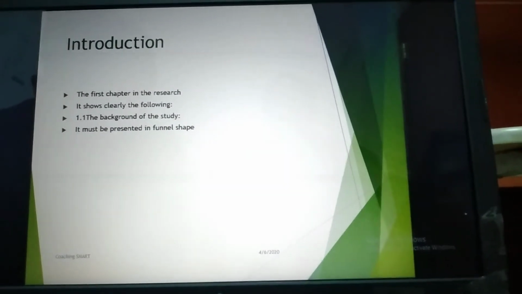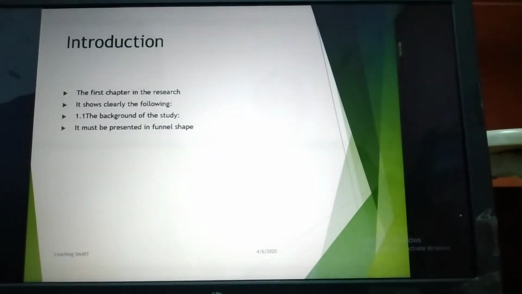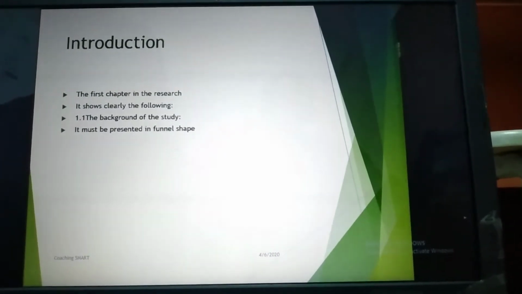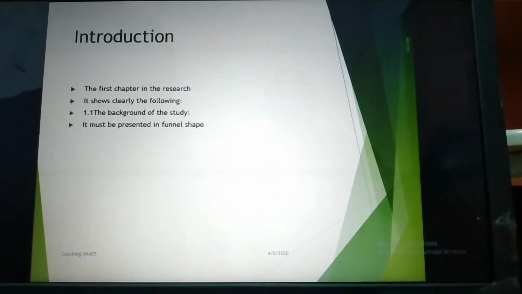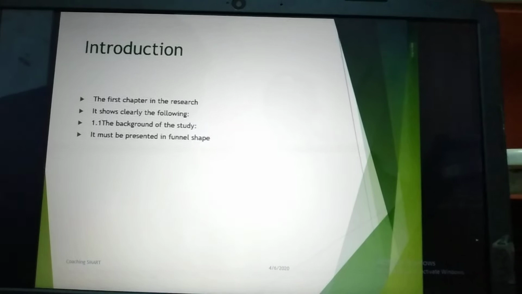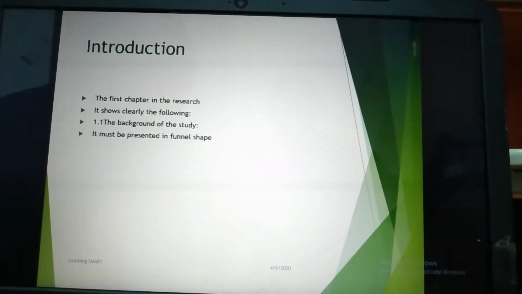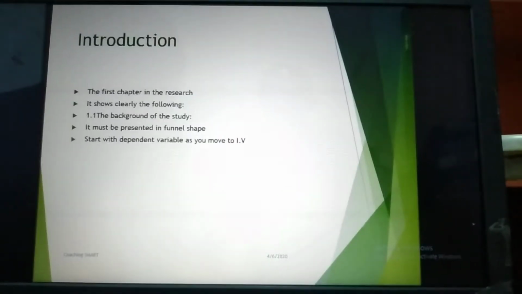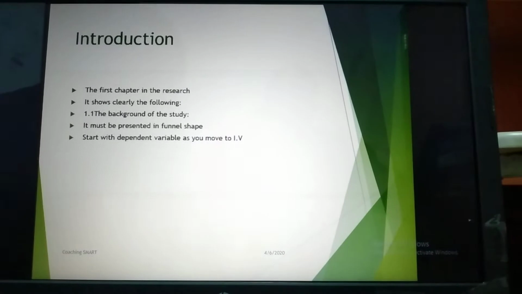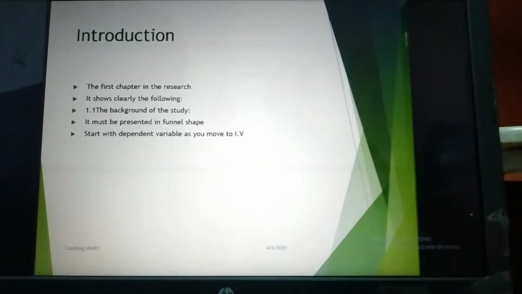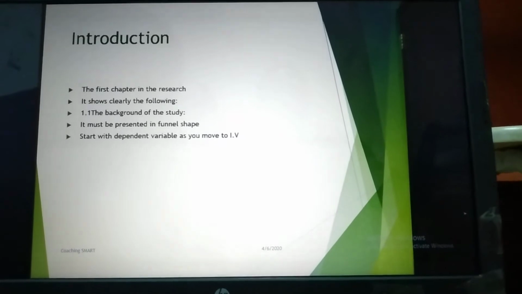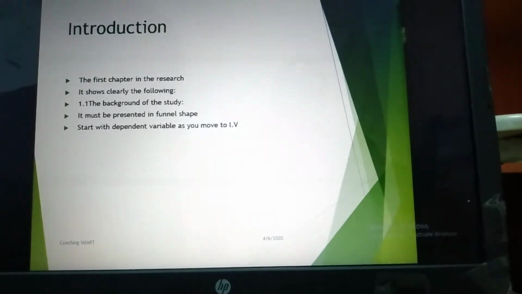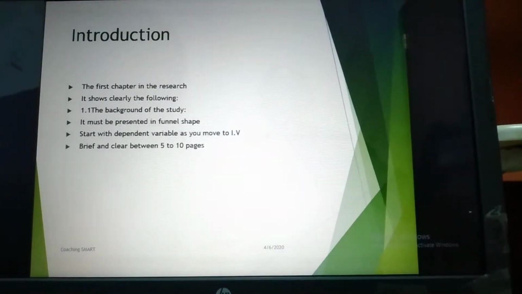It must be presented in a funnel shape, meaning that when you talk about a funnel shape, you start with a worldly perspective, come to the continent perspective, then narrow it down to the country perspective, and then to the region perspective, and finally to the company that you are dealing with. Start with the dependent variable as you move to independent variable. So when you're introducing chapter 1 as background of your study, you start with the dependent variables, then you move on your way to independent variables.